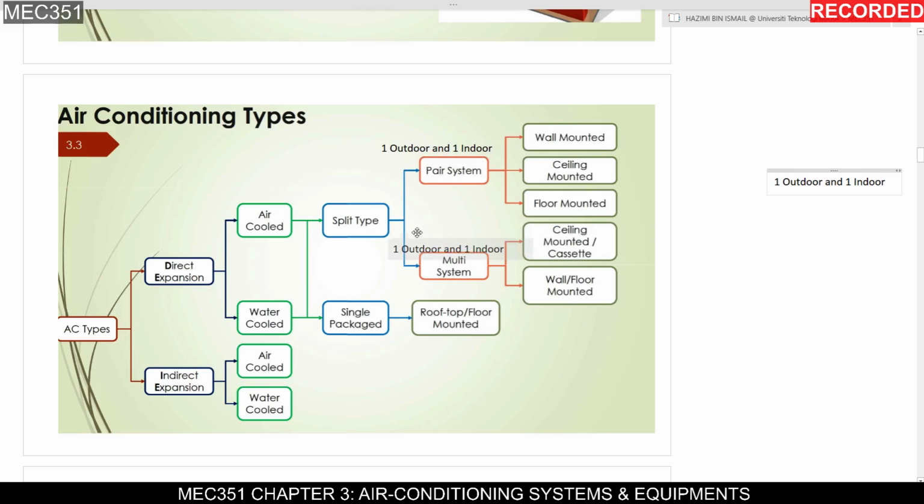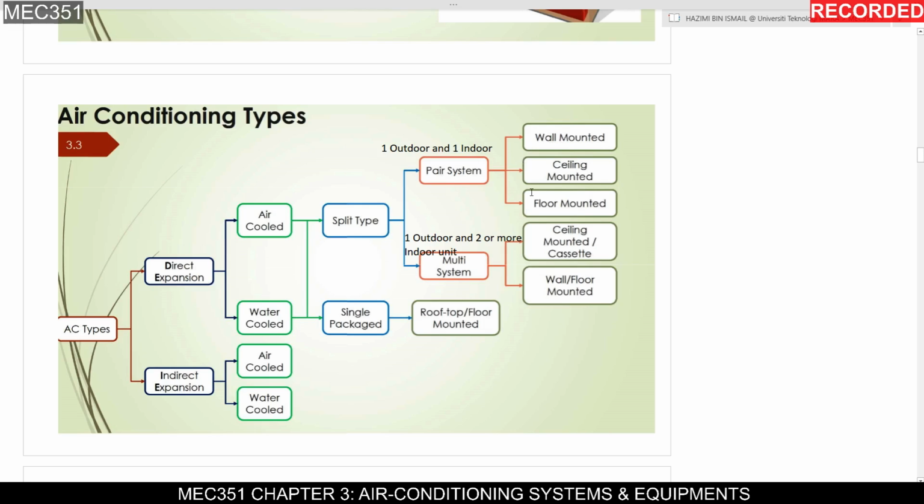And here for the multi-system, we have one outdoor and two or more indoor units. Okay, so the indoor unit can be in the form of wall mounted. Kita pasang dekat dinding yang macam biasa tu. Either ceiling mounted, ni kita letak kat ceiling. Ni macam biasa jumpa kat kedai.